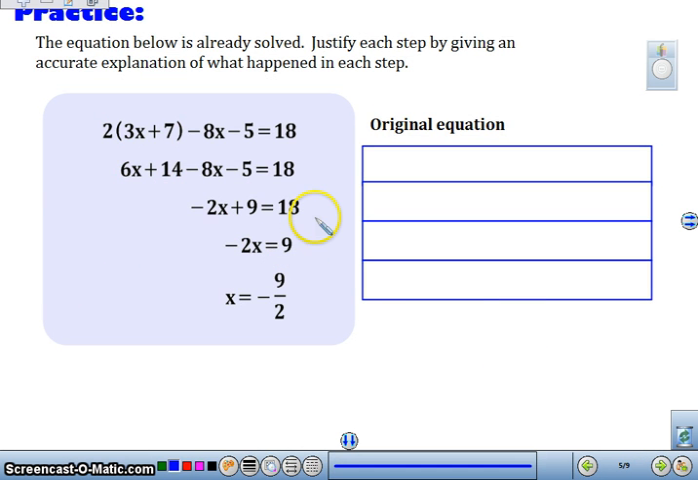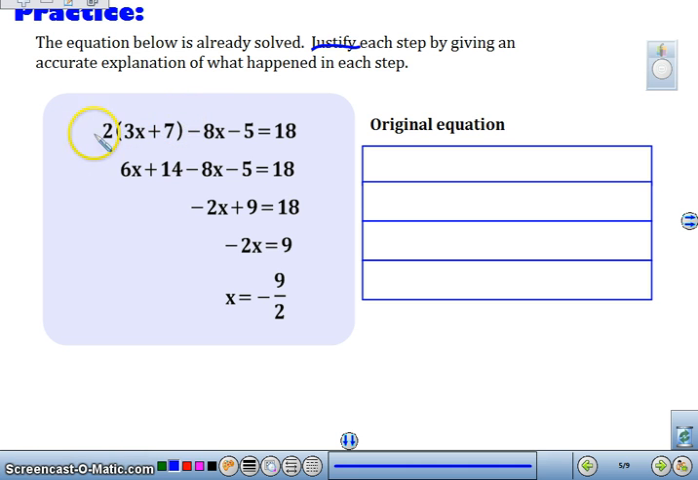On this page, what you are asked to do is to show the reasons. So you will be asked in your homework to justify. On our Common Core assessments, you're asked to justify your solution. The first one is our original equation. What is the next one? Well, what did we do?